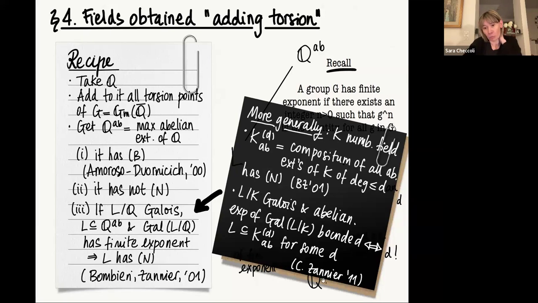Something that I proved with Zannier is that if you take an abelian Galois extension of a number field K whose Galois group has bounded exponent, then this is true if and only if you are a subfield of K^(d)_ab for some d. So these are essentially all the possibilities: fields satisfying these three properties are of this form.